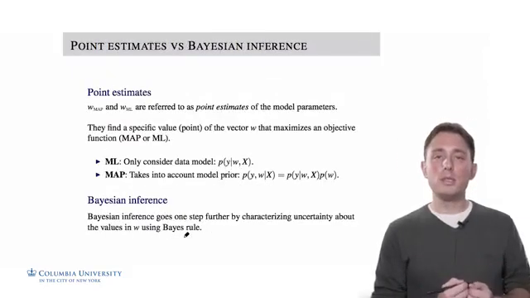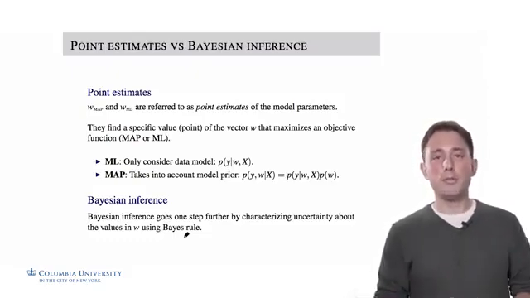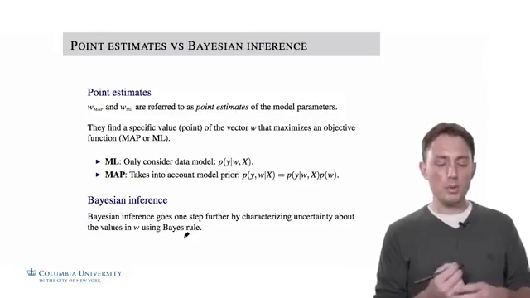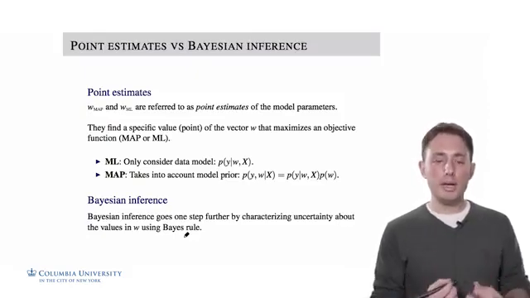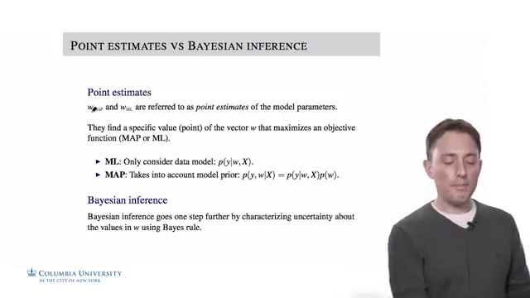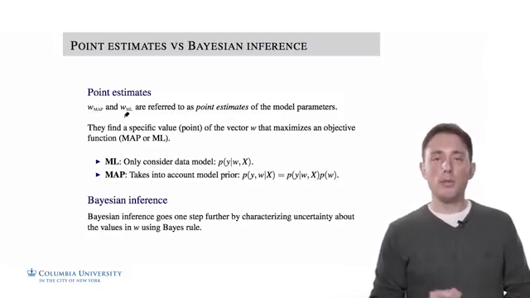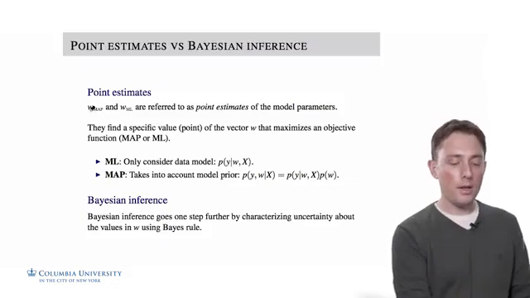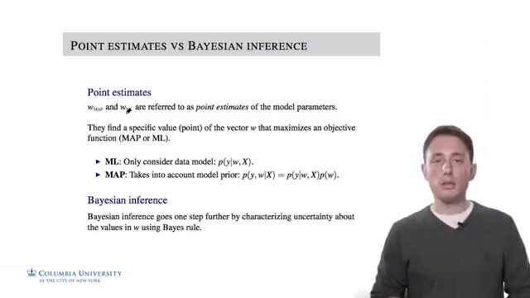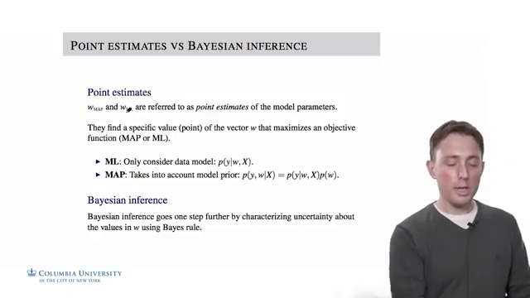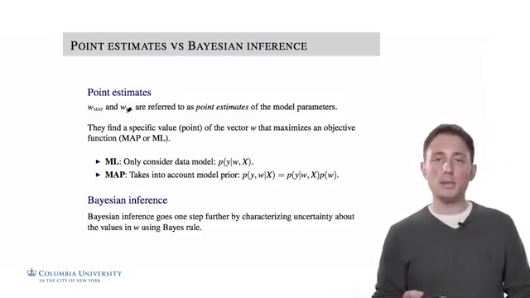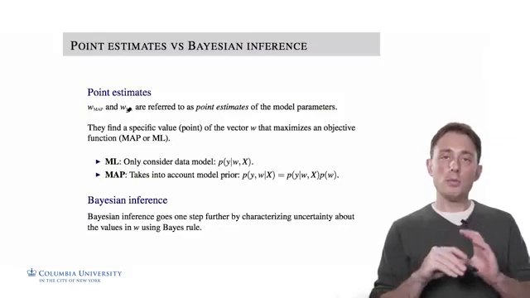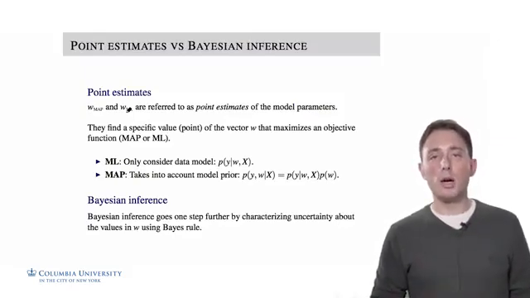Okay, so this brings us to the difference of point estimates for model variables and Bayesian inference. So point estimates, what we mean when we say we find a point estimate is that we find a specific value for an unknown model parameter according to some inference procedure. So for example, the MAP solution and the maximum likelihood solution, corresponding to ridge regression and least squares, are both point estimates because they return specific values of the unknown model variable w.